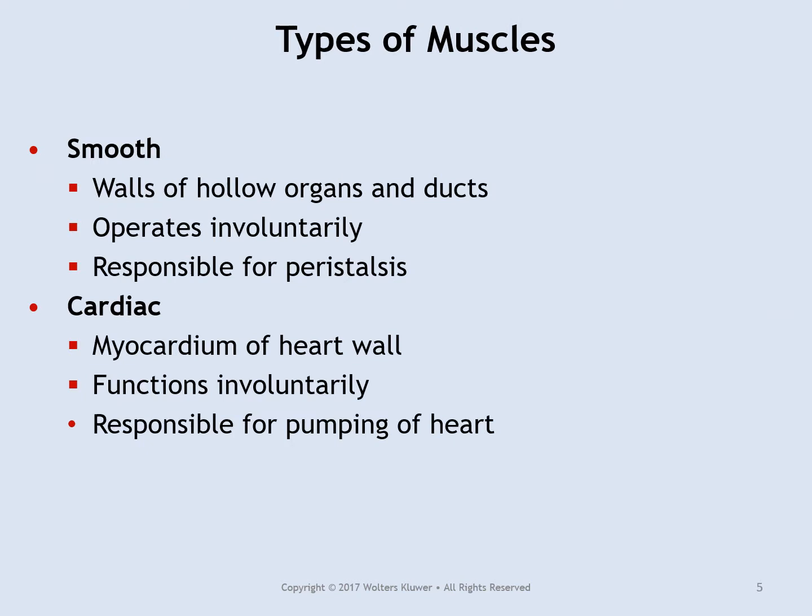So, types of muscles. There are smooth muscles, which are on the walls of the hollow organs and ducts. They are involuntary, meaning we do not have conscious control over the smooth muscle, and they are responsible, among other things, for peristalsis. Peristalsis is the squeezing of your intestines to move the food and nutrients through your intestines. The cardiac muscle is what makes up the myocardium, or the heart tissue. It also functions involuntarily and is, of course, responsible for the pumping of the heart.